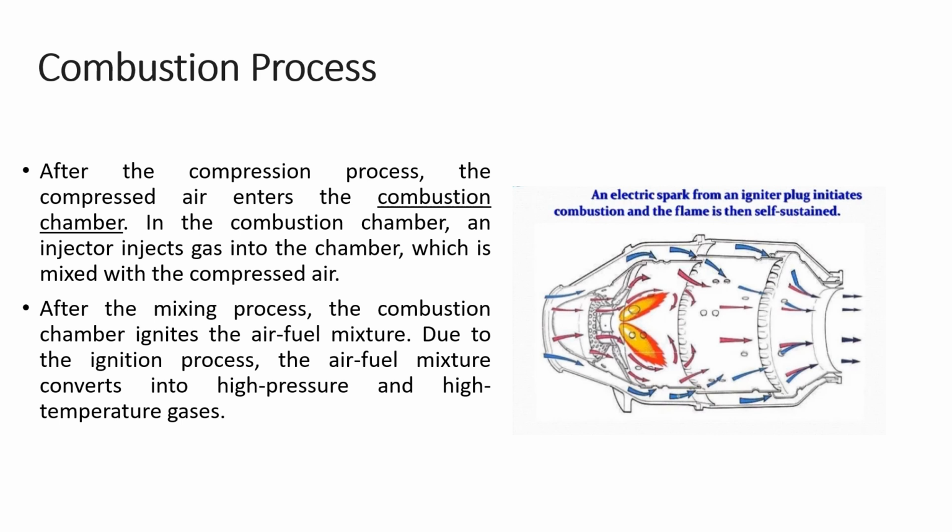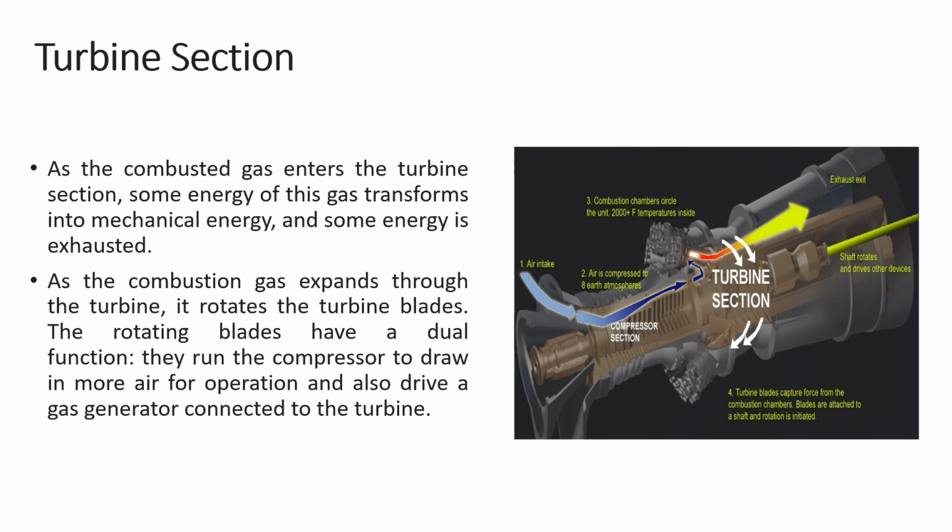After the mixing process, the combustion chamber ignites the air-fuel mixture. Due to the ignition process, the air-fuel mixture converts into high-pressure and high-temperature gases. Then in the turbine section some energy of the gas transforms into mechanical energy, and some energy is exhausted. As the combustion gas expands through the turbine, it rotates the turbine blades. The rotating blades have a dual function. They run the compressor to draw in more air for operation and also drive a gas generator connected to the turbine.